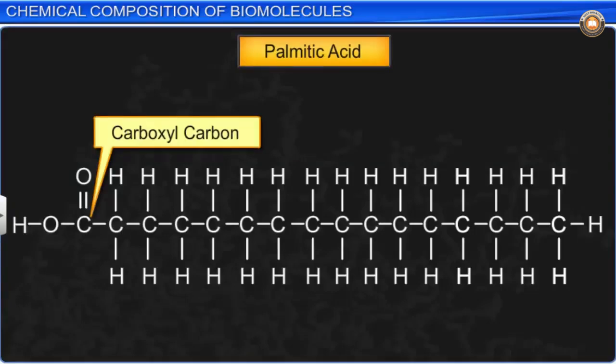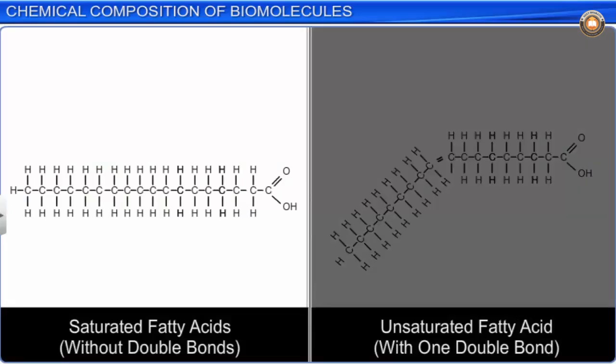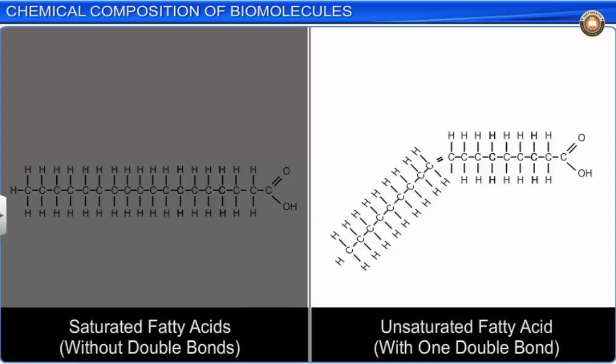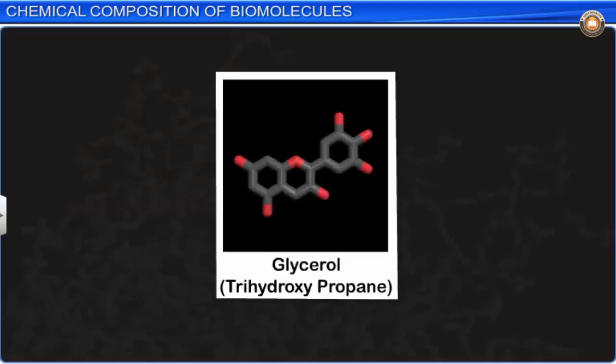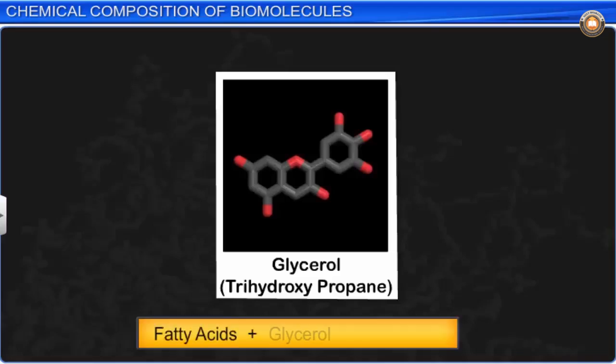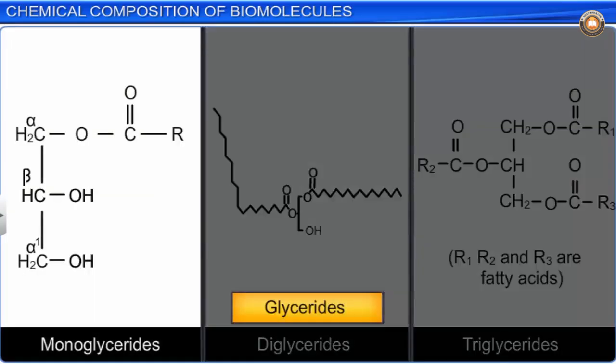Fatty acids can be saturated or without a double bond. They can be unsaturated or with one or more C=C double bond. Glycerol or trihydroxypropane is a simple lipid. When fatty acids combine with glycerol, they form esters, also known as glycerides. Glycerides can be monoglycerides, diglycerides, and triglycerides.